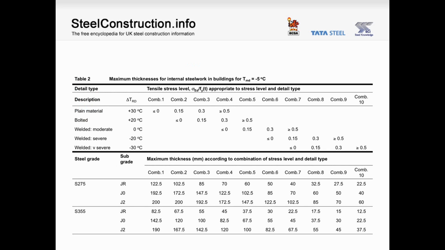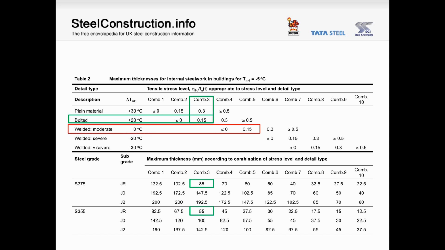So back to Table 2 and considering the left hand side connection first. We have a bolted connection with a stress level below 0.15, and so for S275 GR material the maximum thickness of material permitted is 85 millimeters, and for S355 GR material it's 55 millimeters.